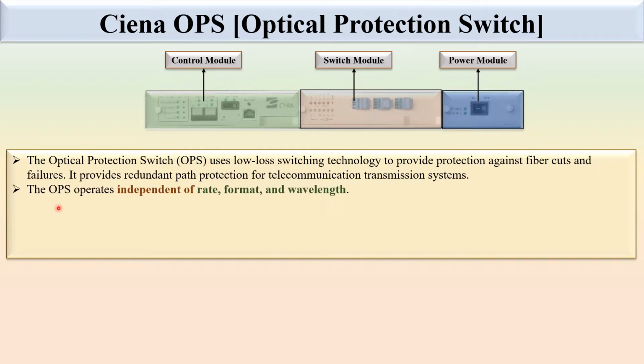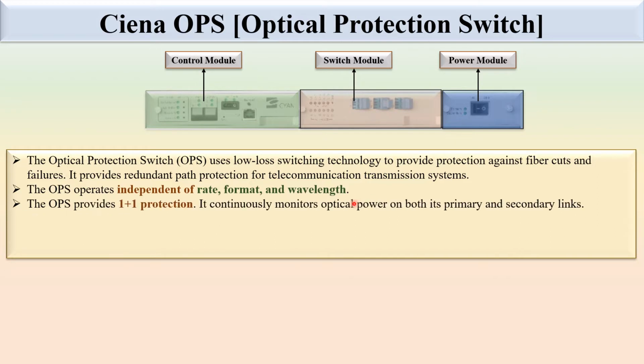The OPS operates independent of rate, format and wavelength. The OPS provides 1+1 protection. It is dedicatedly 1+1 protection. It continuously monitors optical power on both its primary and secondary links. So whichever link is good, the OPS switches. The OPS always chooses the better path.